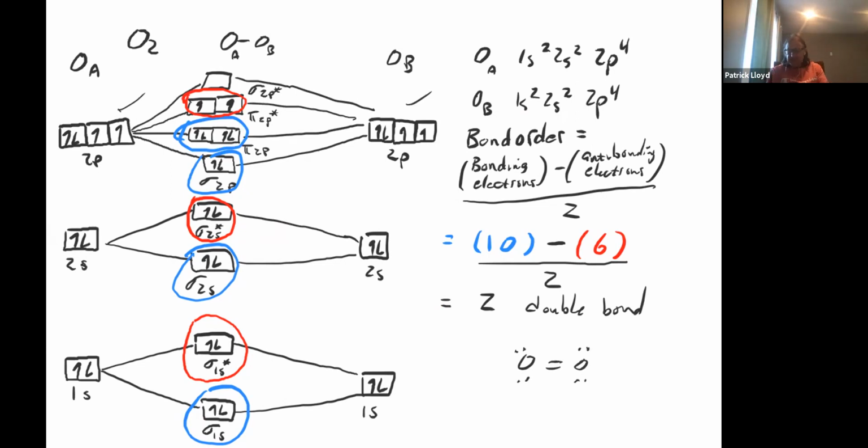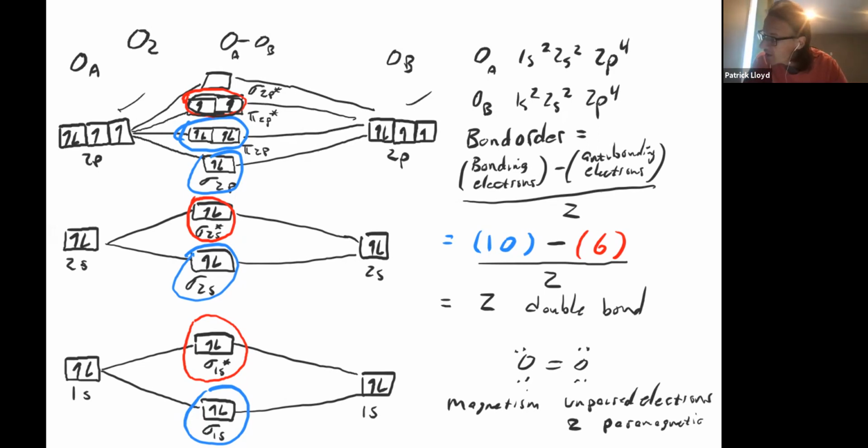Now the next issue is, what about paramagnetism? Remember, if you have unpaired electrons, you're going to have a paramagnetic molecule. So there's 2 up there. So actually there's 2 unpaired electrons. So that's paramagnetic. If you don't have any unpaired electrons, it's diamagnetic and it repels a magnetic field.